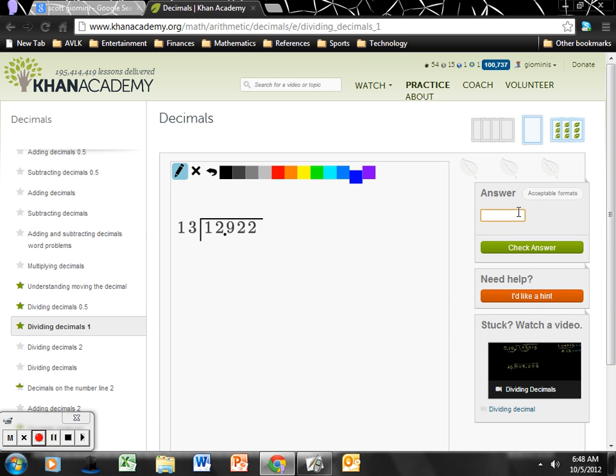It's a little different. I now have a two-digit divisor. Okay, I'm going to put a decimal here. I should put my multiplication symbol there. I'm going to put my decimal in my quotient. Okay, 13 does not go into 1. So I'll put a 0. 13 times nothing will give me 12. I'll put a 0 there.